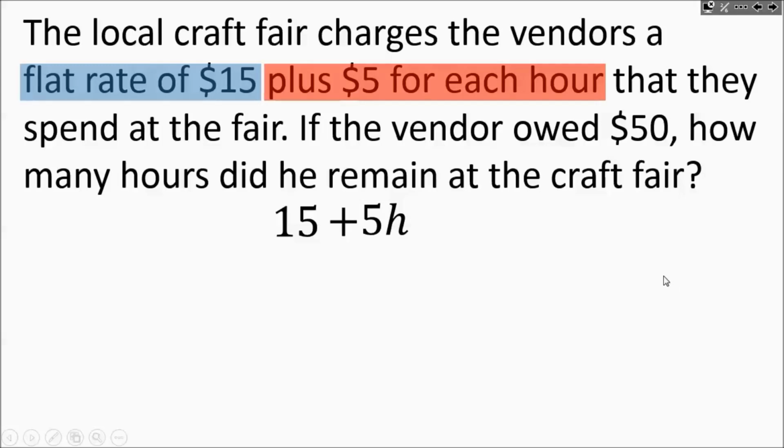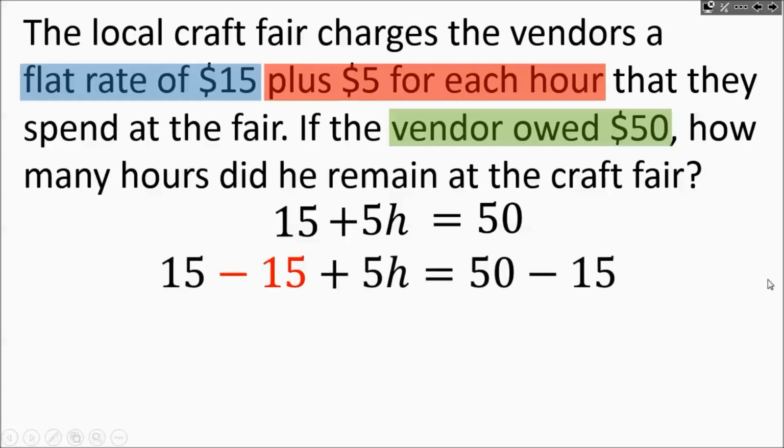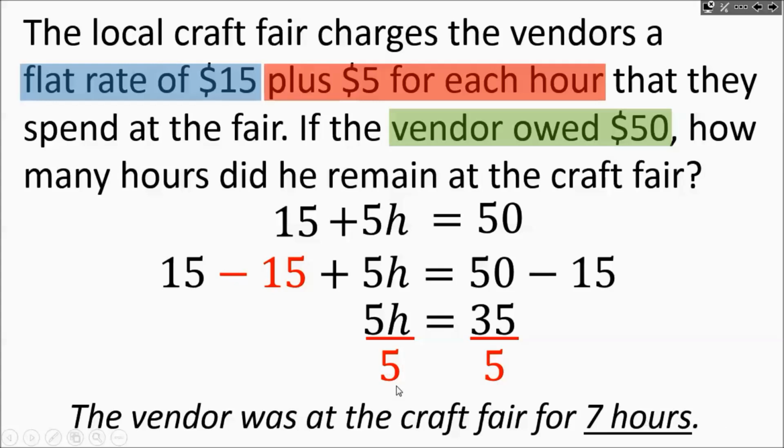And then the vendor owed $50 at the end of the day. So that's going to be equals 50. So now we have enough information to figure out how many hours he worked. We're going to solve this like an equation. We're going to get rid of the constant. We're going to subtract 15 from both sides. And then we're going to get 5h equals 35. We're going to divide both sides by 5, and we're going to get 7 hours. H equals 7. He was at the craft fair for 7 hours.